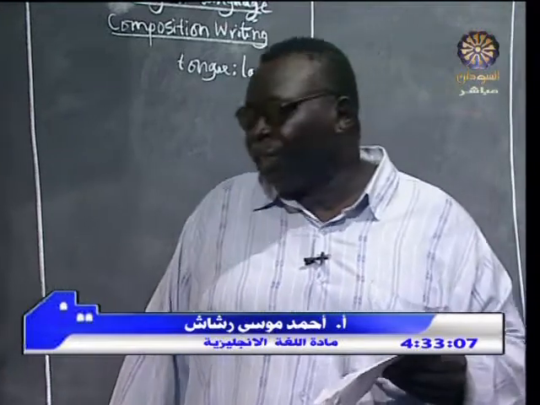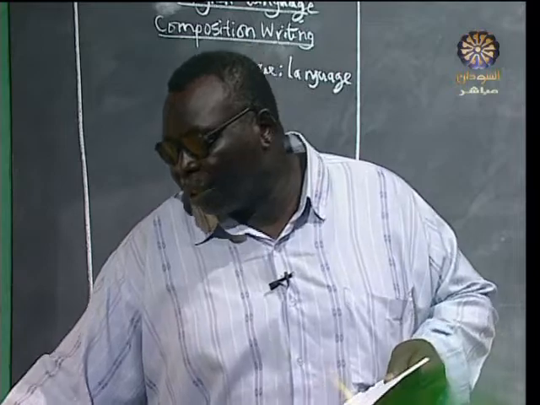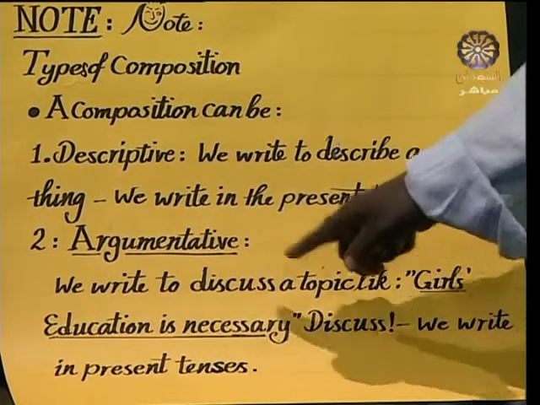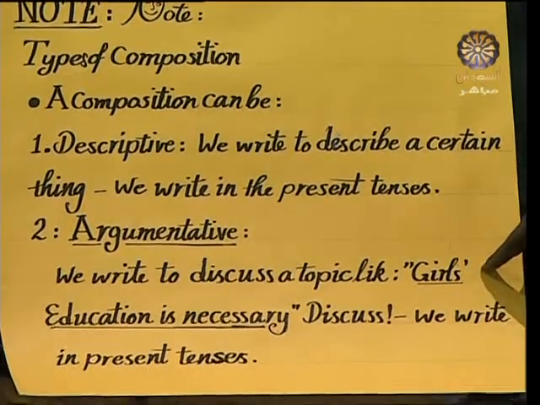The second type of the composition is called argumentative. I'm going to pronounce this word again. It is called argumentative. We write the argumentative composition in the present tenses.